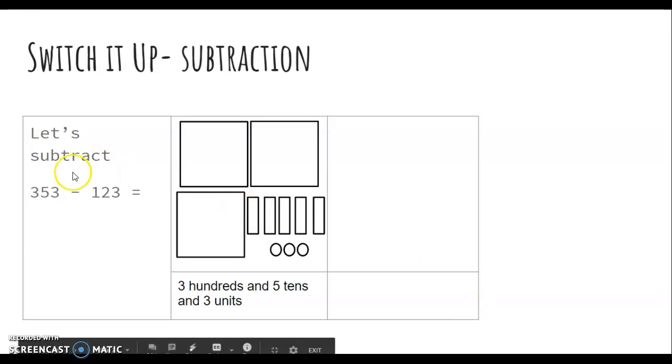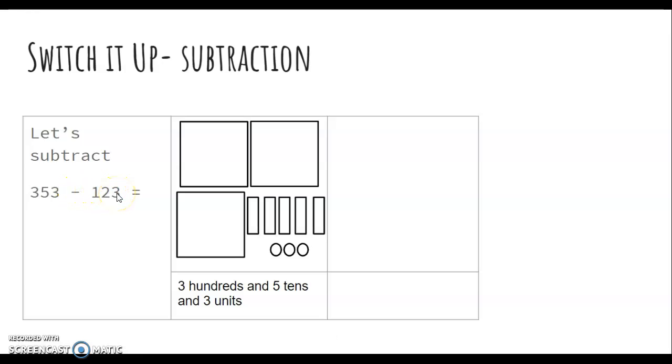So let's subtract 353 minus 123. All right, so to subtract, we have to start with the biggest number. We start with the largest number. That number is 353. So I've represented that over here with 3 hundreds, 5 tens, and 3 units.